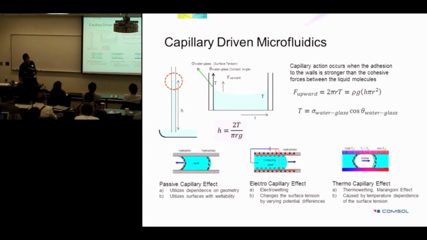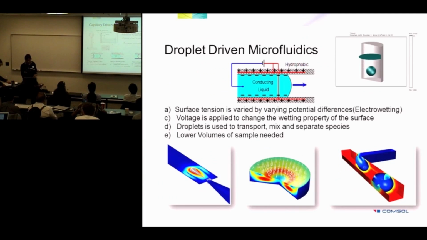The third is basically a thermal capillary effect. You have different kinds of thermal gradients within those devices. In that case, you can form bubbles and help the fluid movement in those low volumes. So these are the different capillary-driven microfluidics platforms which you could use, and you can use some of the features of COMSOL to model some of these systems. And we do have a few examples there also.